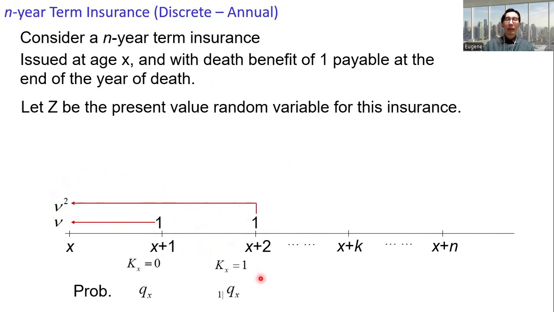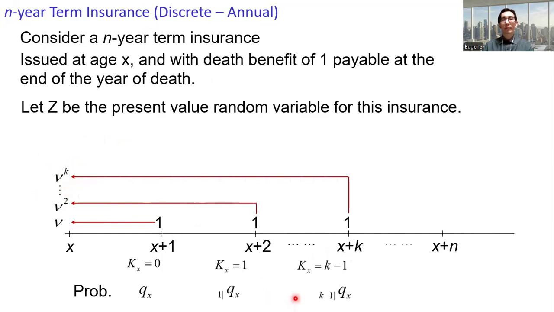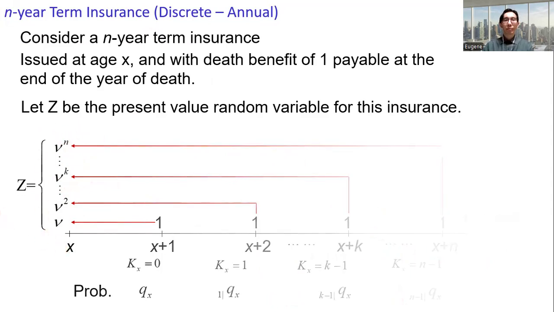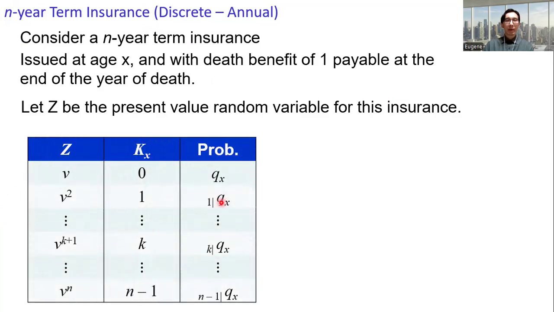In the general term, the individual dies within 1 year before reaching age x plus k. The present value is nu^k with probability k-1|q_x. And then the last present value is nu^n with probability n-1|q_x. If the individual survives beyond age x plus n, then the insurer pays nothing. Z equals 0. Any one of these present values together with 0 can be one possible value of Z. This is the PMF of Z.